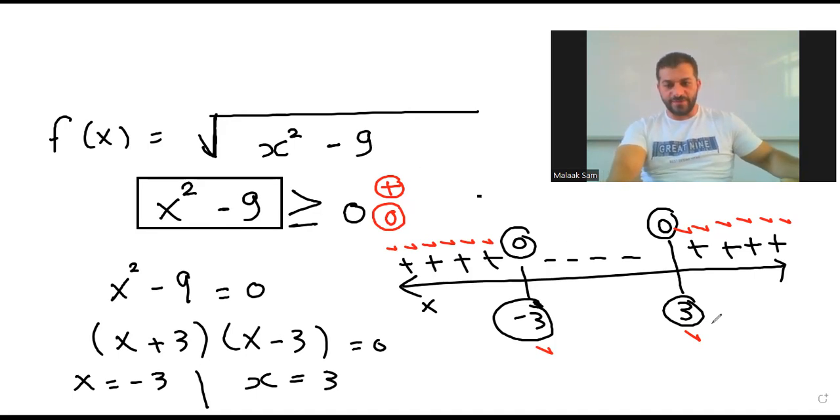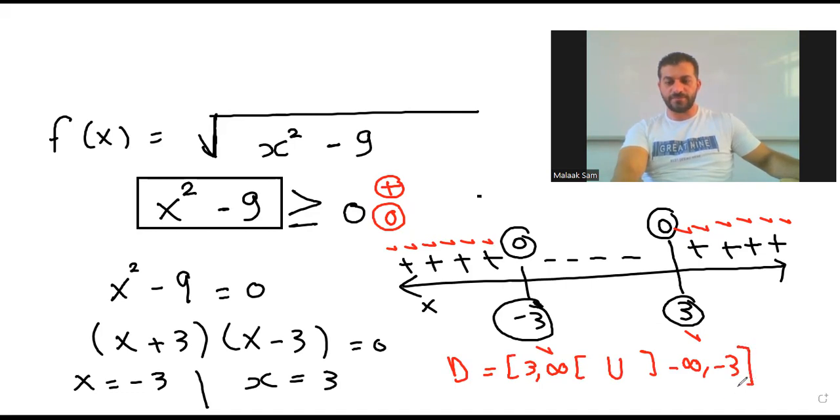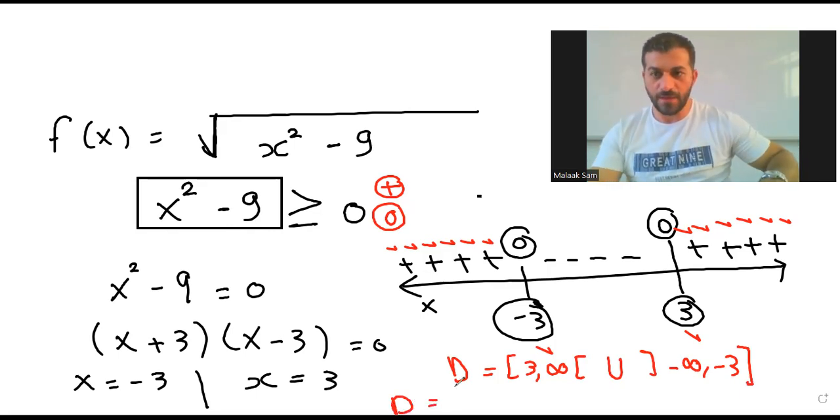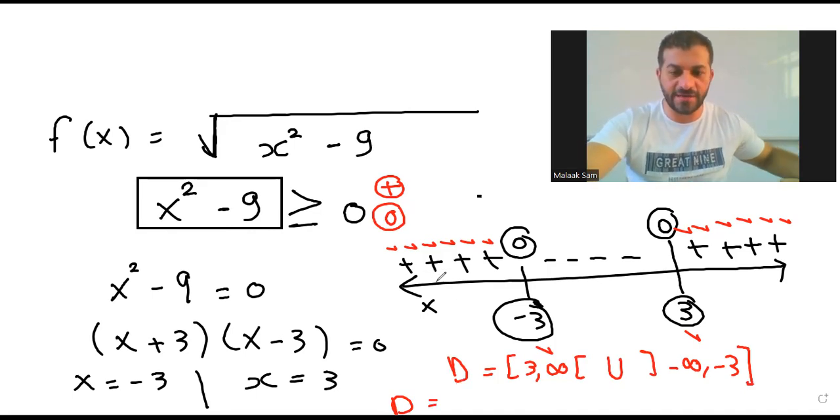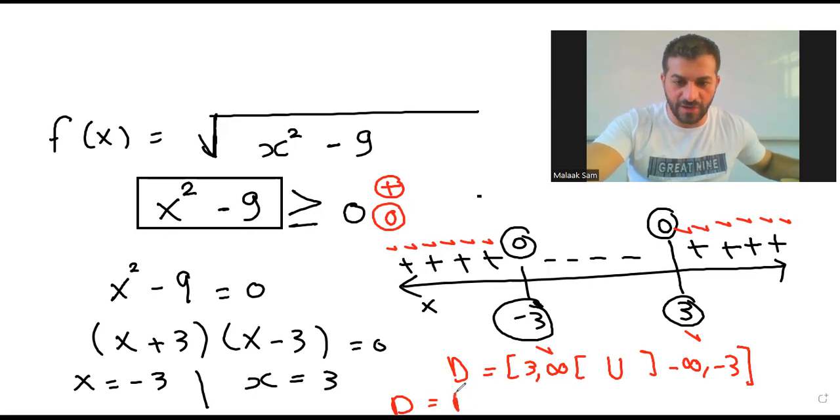So what is the domain? We can write the domain using 2 ways. We can say that the domain is 3 closed to positive infinity, union, negative infinity and negative 3 closed. And we can write the domain another way, because as you see, we have taken all the number line. So we can write all the number line minus the difference.